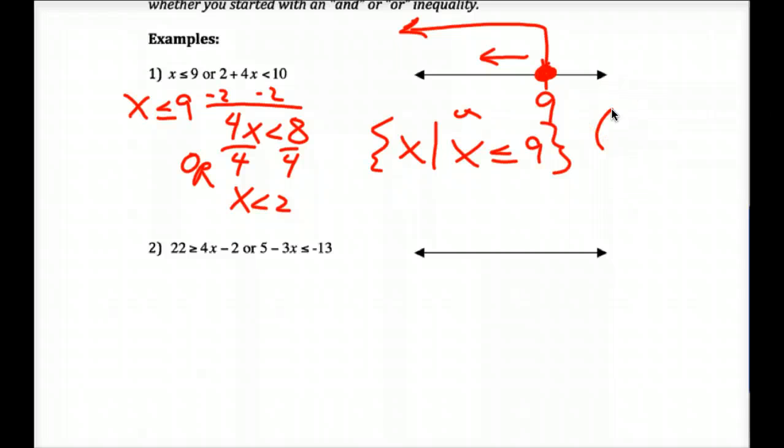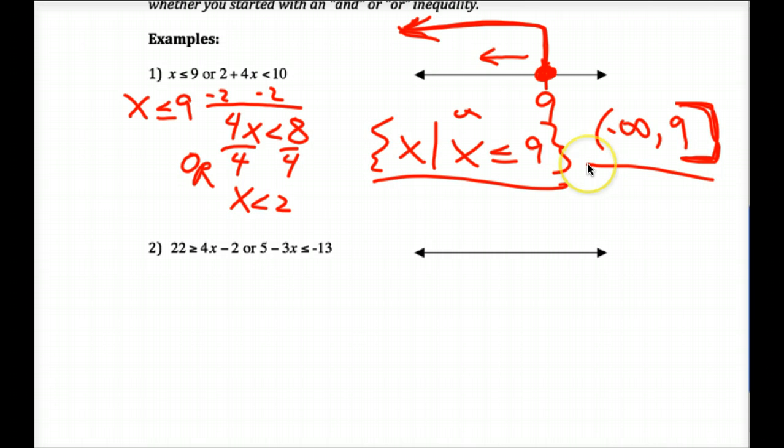All right, who's got set notation or the interval notation down? Henry: Parentheses, negative infinity, comma, 9, bracket. Nice job, Henry. So there's the graph, set notation, interval notation. It's negative infinity because anything that's less than or equal to 9 counts, so it goes all the way to negative infinity. Tricky. All right, try that next one. You've got to think.